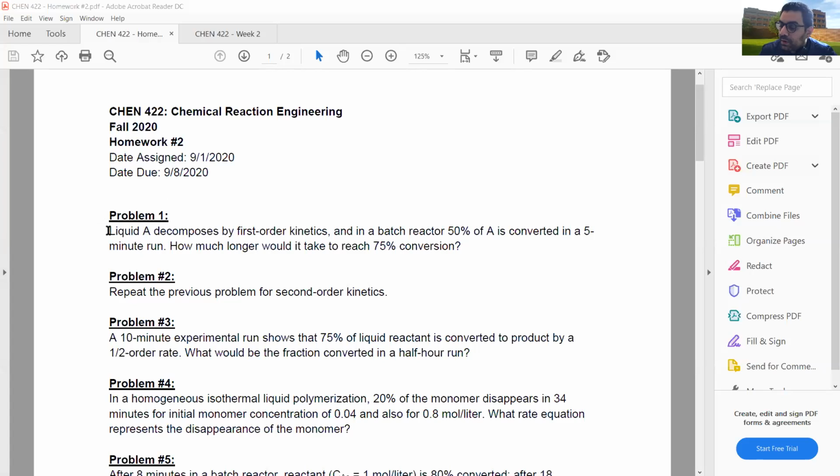So problem number 1. Liquid A decomposes by first order kinetics in a batch reactor, and 50% of A is converted in a 5-minute run. How much longer would it take to reach 75% conversion?